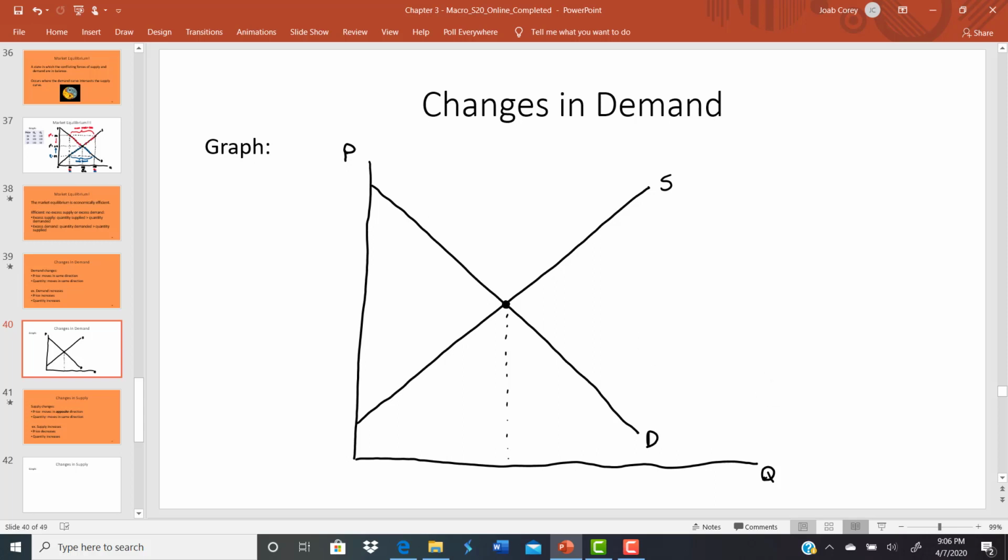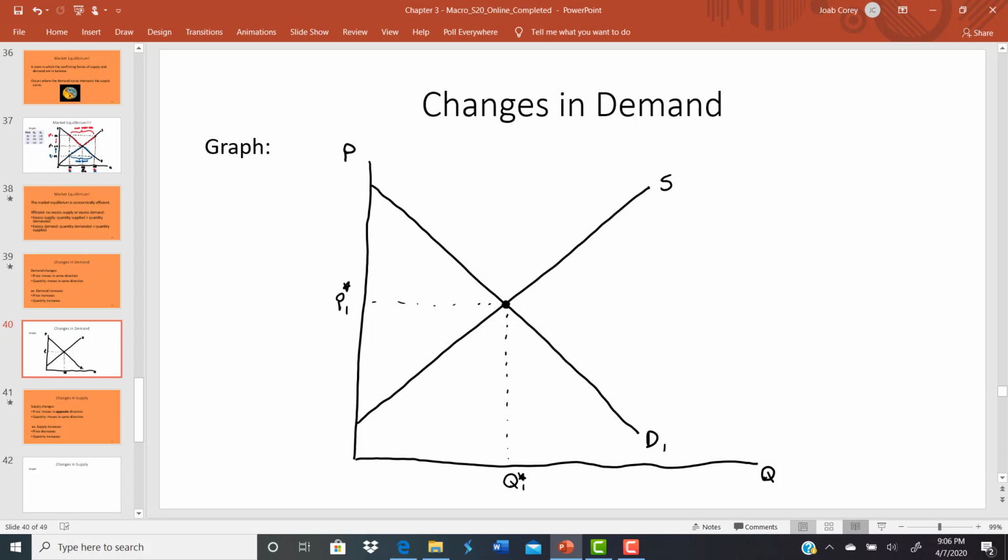that's going to give us our equilibrium quantity, Q star. We're going to call that Q star 1. And P star, or again, we'll go ahead and call that P star 1. We'll go ahead and call this D1, representing our original demand curve. So again, what happens if demand increases?